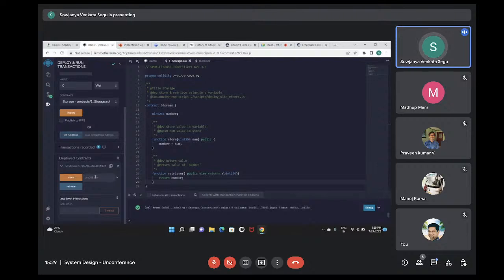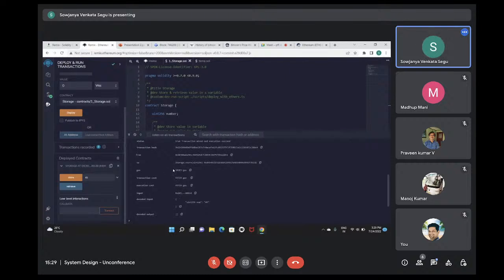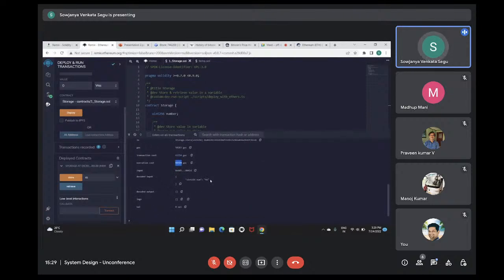If I store some number, now the transaction is committed. Here, if we observe, gas, transaction cost, the total gas execution cost. This was the total gas used for this transaction. And then the number stored is 45.